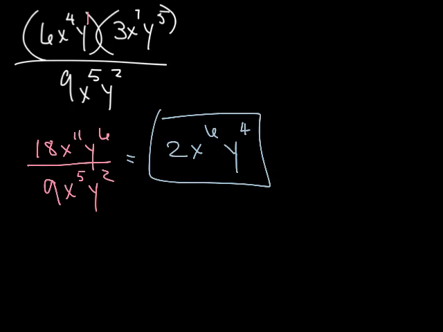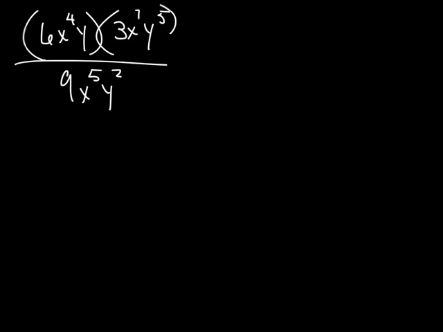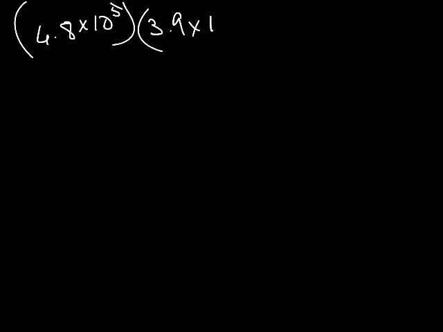Now when you look at example 9, we're going to combine some things that we did with dealing with scientific notation. So we have 6.8 times 10 to the 5th, and we're going to multiply that by 3.9 times 10 to the minus 7, and 7.8 times 10 to the minus 4.